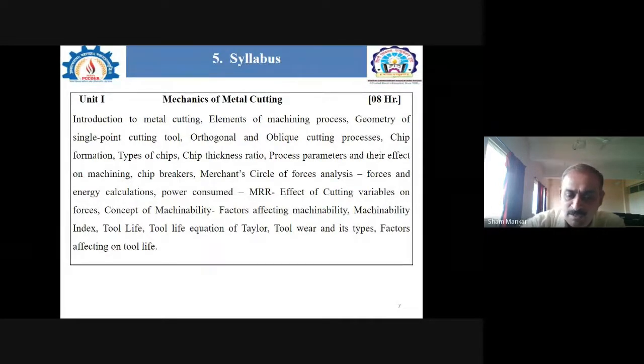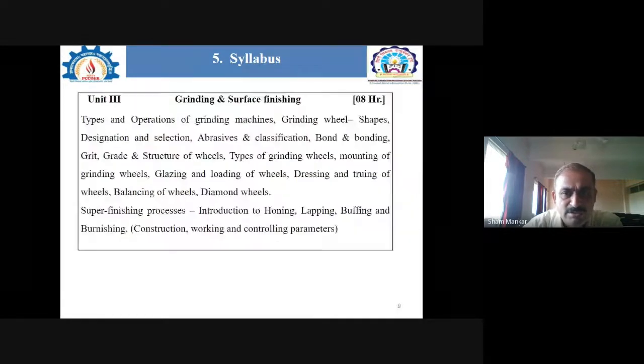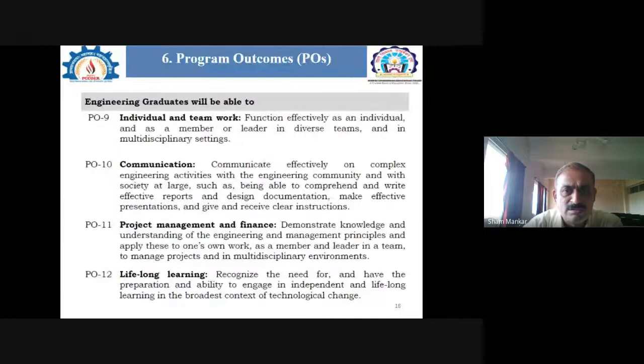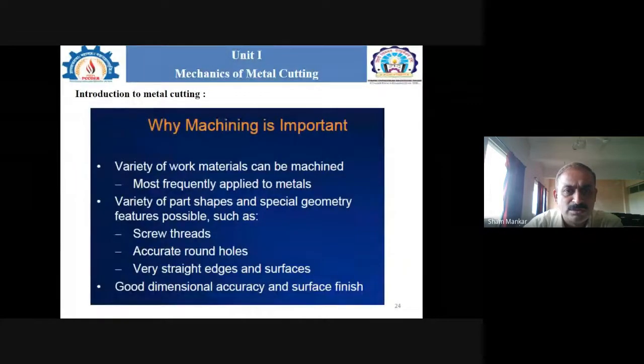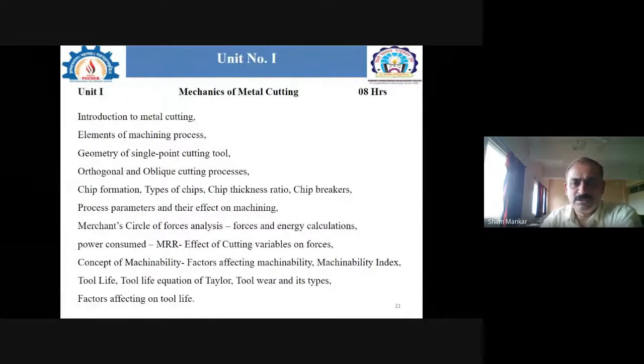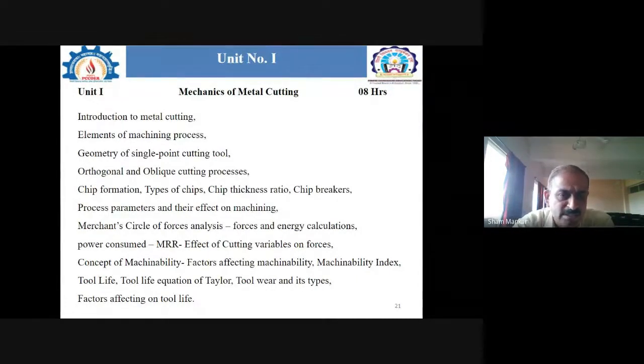As we know, for the A division, we want to first discuss the points from the last lecture. In that last lecture, we discussed what exactly the process of formation of the chip is, what the different types of chips are, how the chip thickness ratio plays an important role, and what the contribution of the chip breakers is when the different kinds of chips are normally formed.